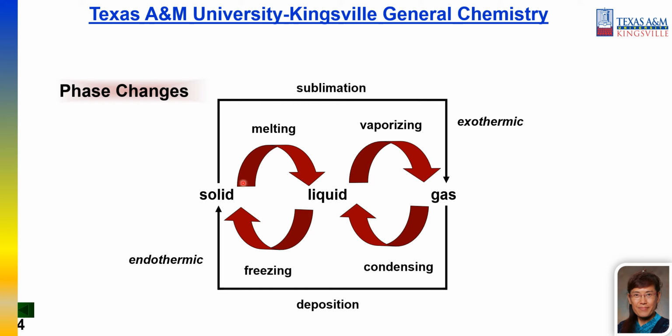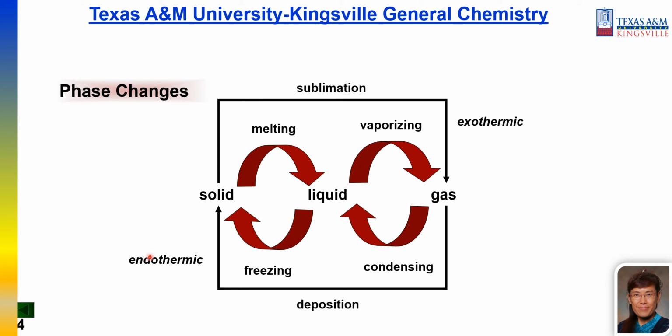If your solid becomes liquid, we consider this process, this phase change, melting. Liquid to gas, vaporizing. And your solid directly to the gas, we consider it sublimation. On the other hand, gas to liquid, condensation or condensing. Liquid to solid, called freezing or fusion. Gas to solid directly, you call deposition.